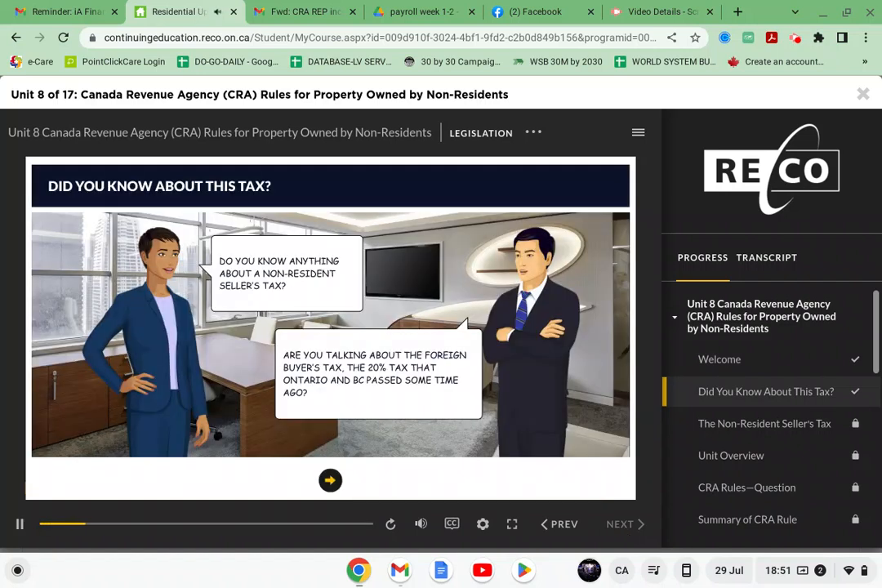Have a look at this conversation between two brokerage colleagues discussing the non-resident seller's tax. Click the arrows to toggle between scenes. Click Next to answer a question about the scenario.